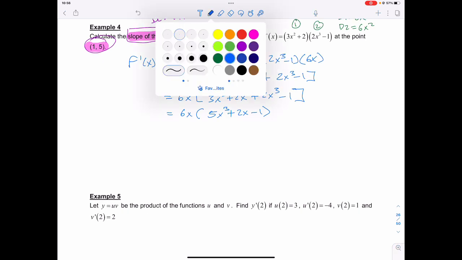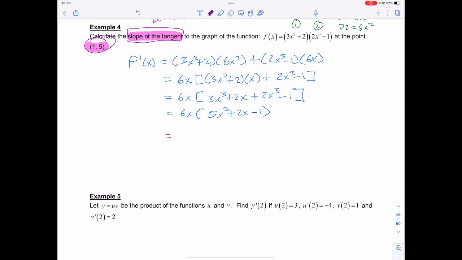Now, what do I know? I know that I can substitute in my value. This is when x is equal to 1. I have my derivative. So I'm going to say that I have 6 times 1 multiplied by 5 times 1 cubed plus 2 times 1 minus 1, which is just the same as 6 times 6, which is going to give me a slope of 36.